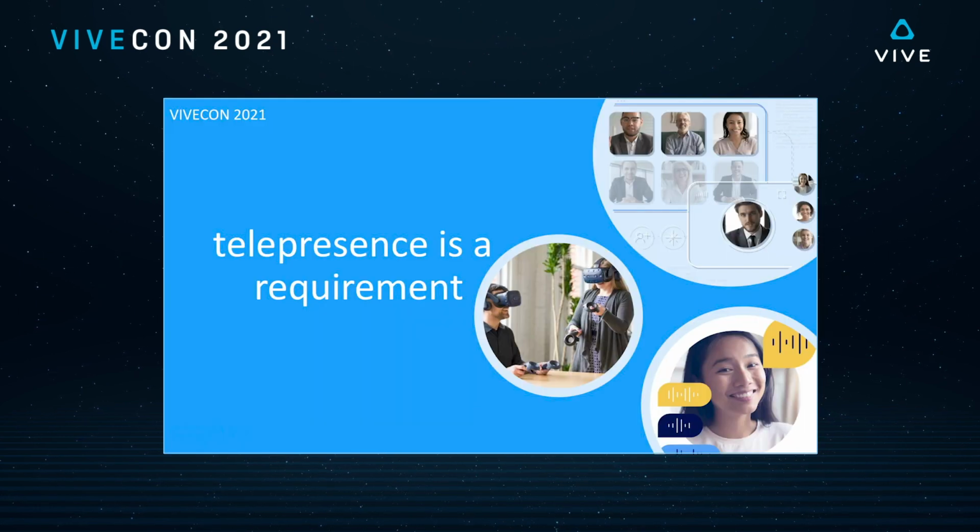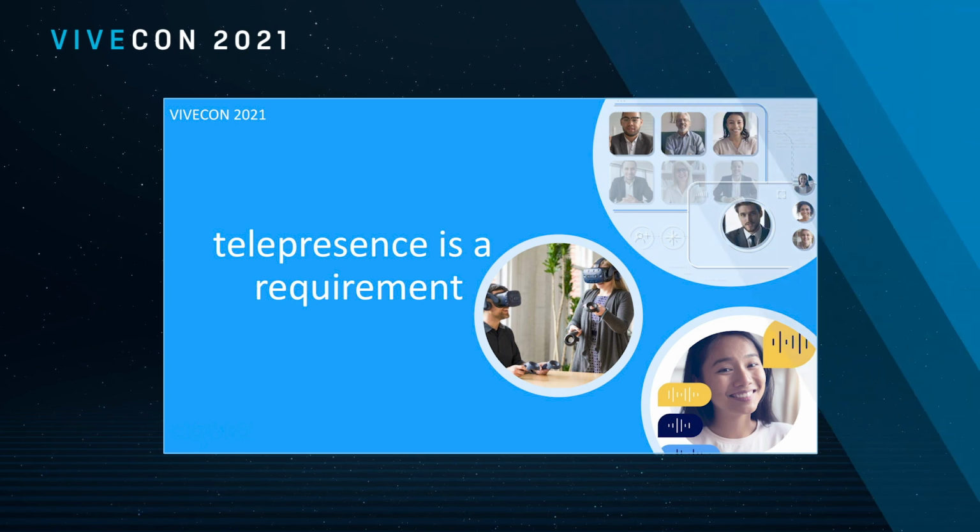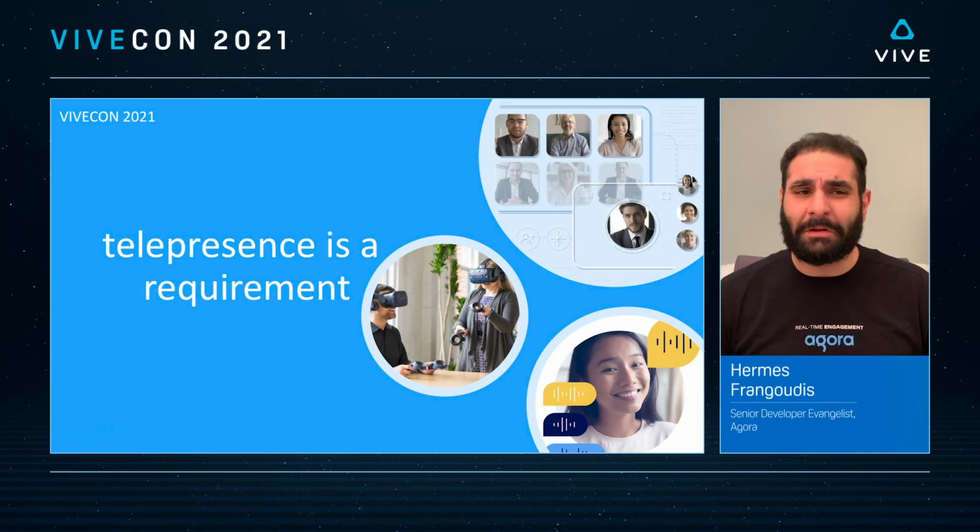As the business world went remote, communication, collaboration, training all went virtual in one way or another. In both physical and virtual worlds, communication, collaboration, and training tools need to be flexible. So overnight, telepresence became a requirement. So how does this look in VR?